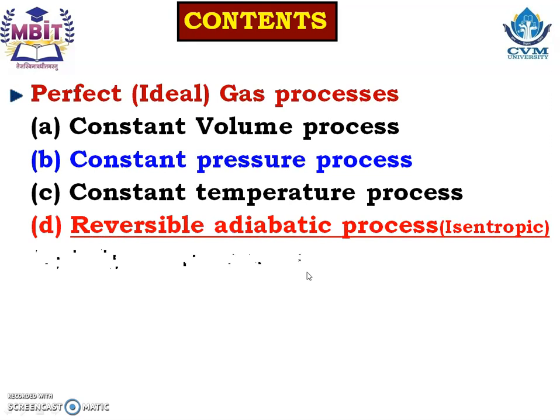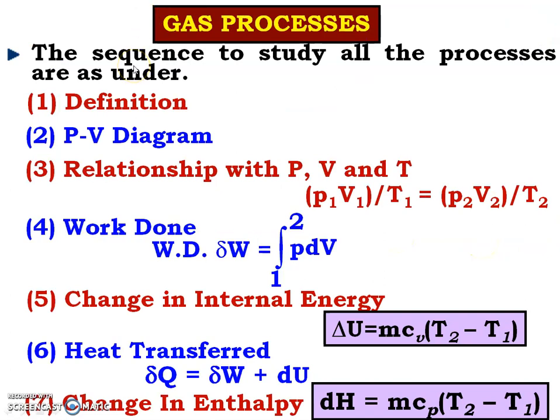Today we are going to study reversible adiabatic process, that is the isentropic process. The sequence in which we are going to study the isentropic process is definition, PV diagram, relationship with PV and T, work done, change in internal energy, heat transferred and change in enthalpy.